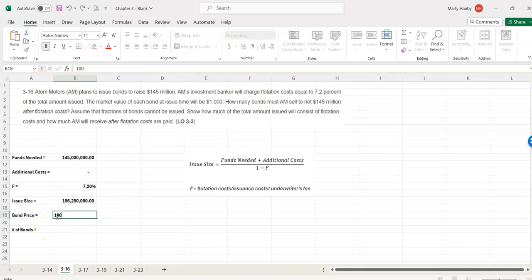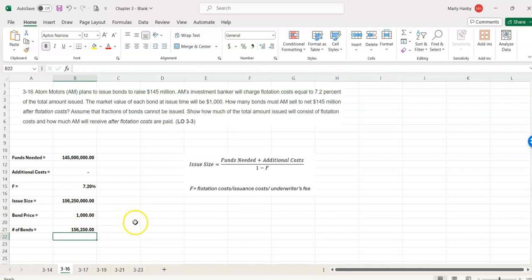So you're going to receive $1,000 for each bond. So the number of bonds is the $156,250,000 divided by the $1,000. So we're going to have to sell 156,250 bonds.